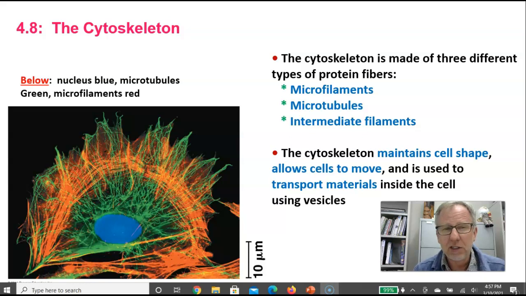So what does the cytoskeleton do? Well, one big job that it has is it helps to maintain cell shapes, giving them structure. Another important one is the cytoskeleton allows cells to move. If you're an amoeba, you're creeping around and changing your shape, or a white blood cell in our own bodies creeping around looking for bacteria or viruses to destroy, they're able to do that using the cytoskeleton. And then thirdly, the cytoskeleton is used to transport materials inside the cell using vesicles. So we're going to look at each one of these a little more closely on the next couple slides. This slide is introducing the cytoskeleton.